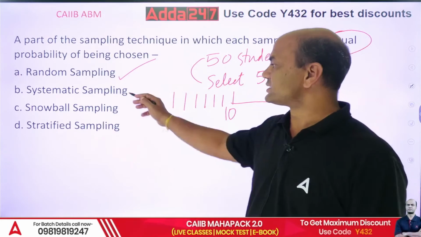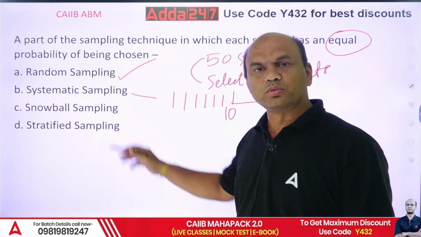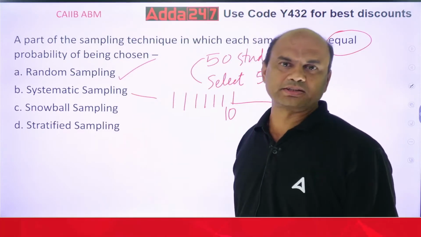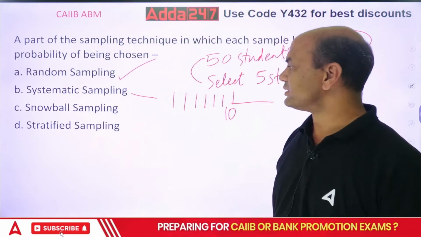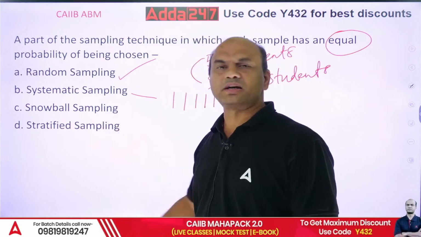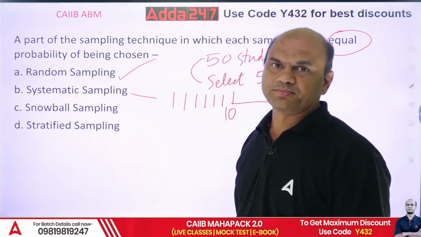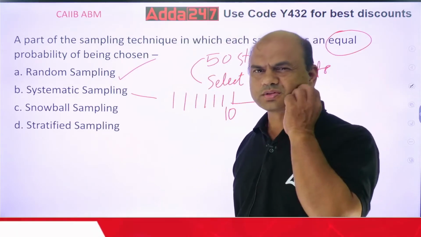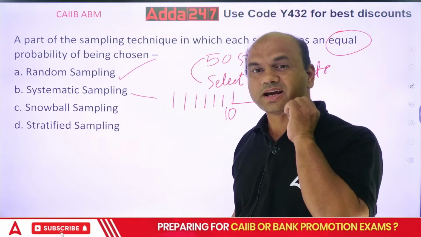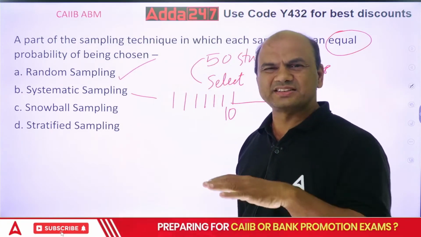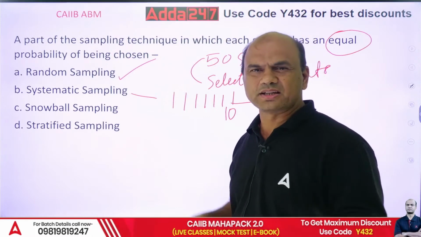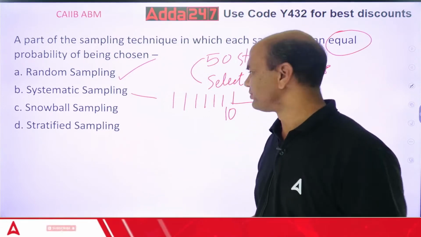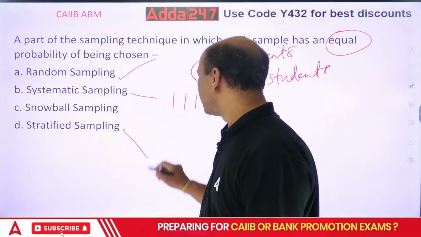That is systematic. Snowball is not a part of your probability sampling. That's a part of your non-probability, judgmental sampling. Stratified. What will I do in stratified? I'll tell the students what you do. You stand according to your, let's say, height or marks. Height is generally same. Stand according to your marks because that is the best classifier. So they will stand as per their marks.